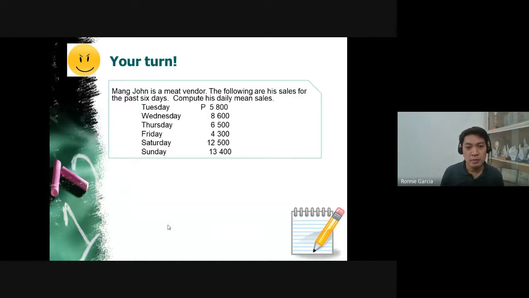And here is the problem. Mang Juan is a meat vendor. The following are his sales for the past 6 days. Compute his daily mean sales. So magkano ba ang kanyang sales for the week on the average? So you have to represent one number to describe that. So na-flash na yung mga amount. So please compute, and if you have the answer, please type in your answer and send using our chat box.